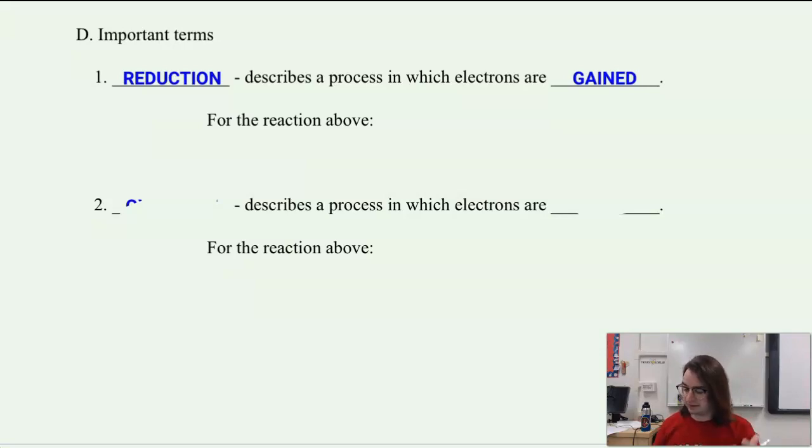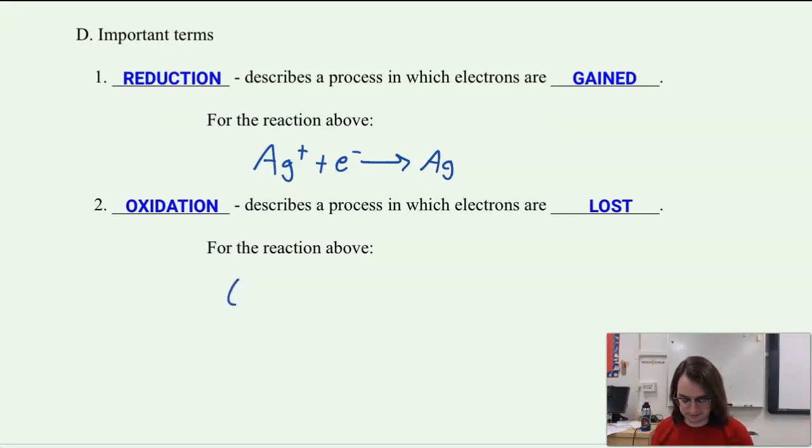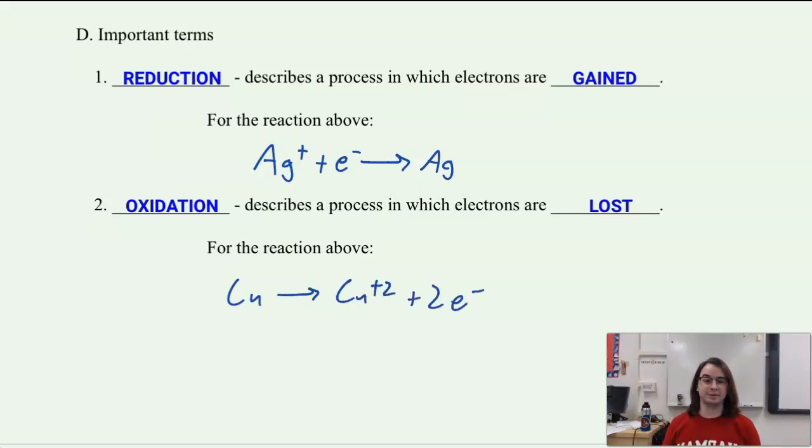In the reaction we saw before, the place that we would consider reduction would be the silver metal. The silver solution gained electrons and became silver metal. So this is what's called reduction. Oxidation, however, is when we lose electrons. So we have reduction, gaining electrons, oxidation, losing electrons. And in this situation, that was when the copper metal lost its electrons and became copper ion.